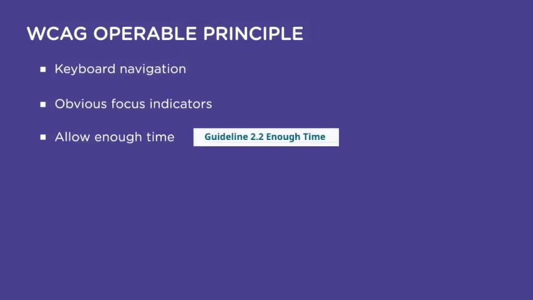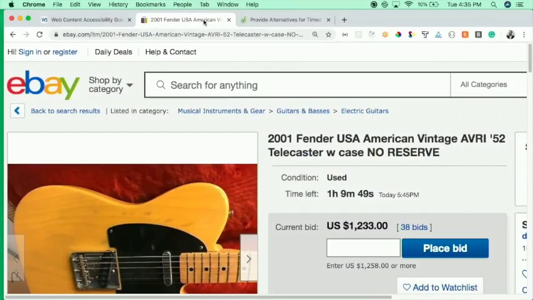The second guideline of the operable principle, enough time, states that when completing a task, such as booking a flight, has a time limit, users should be able to adjust or disable the time limit if they need extra time. WCAG makes an exception for when the time limit is an essential part of how the content is experienced.